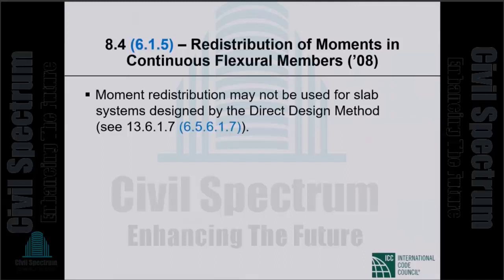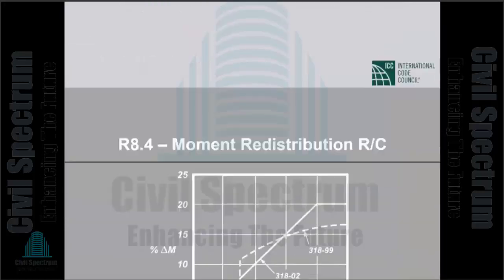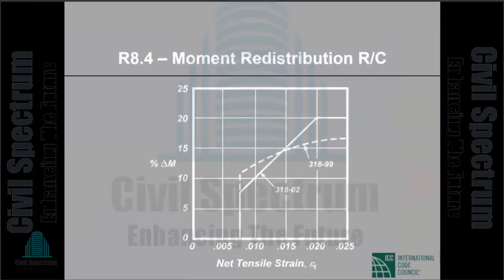Moment redistribution may not be used for slab systems designed by the direct design method. There are two ways of designing two-way slabs: the direct design method and the equivalent frame method. If you're using the direct design method, then there is no moment redistribution. Now, for moment redistribution, the net tensile strain has to be at least 0.0075.